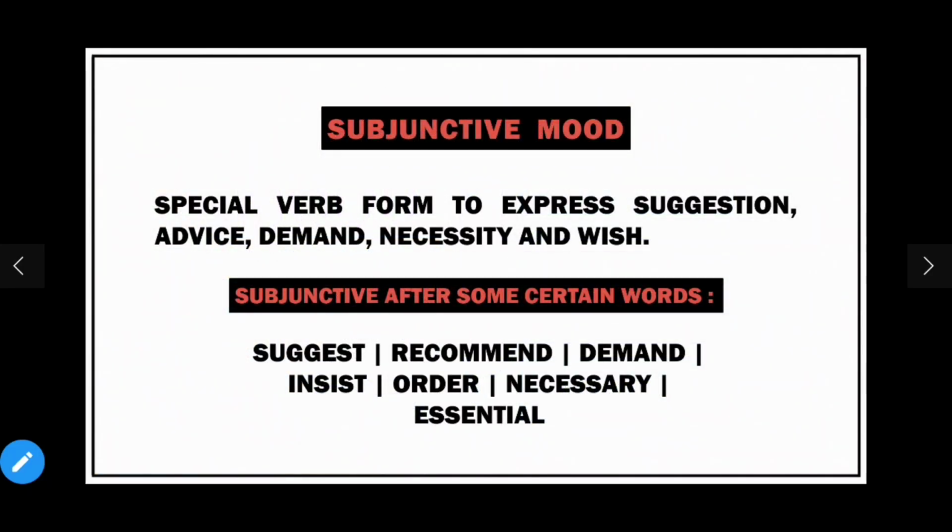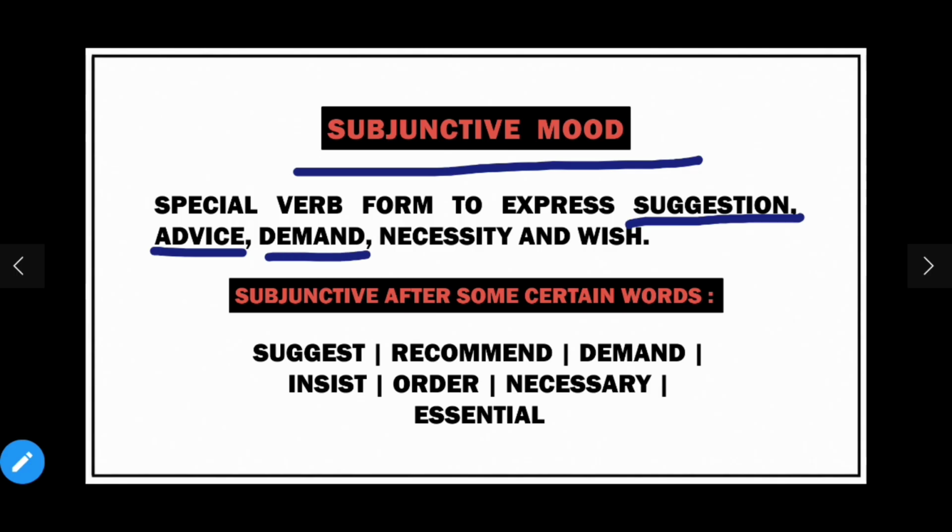So in our first objective, we shall know the definition of subjunctive mood, what it is exactly. Subjunctive mood is a special verb form to express suggestion, advice, demand, necessity, and also to express wish. But do you feel that all sentences in English are going to express the same thing?